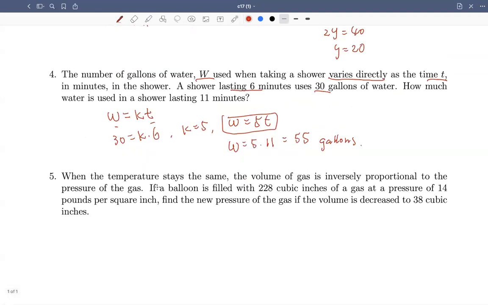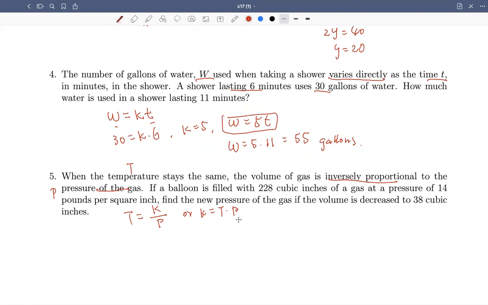Now let's see 5. When the temperature stays the same, the volume of gas is inversely proportional, inverse variation, to the pressure of the gas. Let's call the pressure P. So this is given as V equals some constant K divided by P, the pressure. Or K equals the volume multiplied by the pressure.